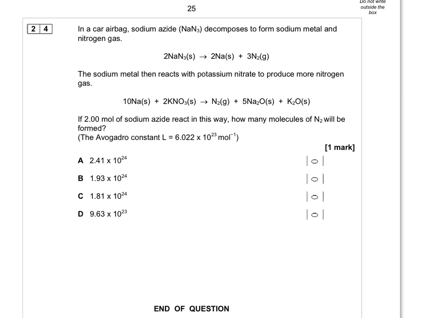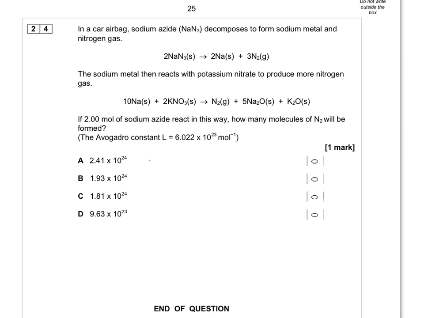In a car airbag, sodium azide, NaN3, decomposes to form sodium metal and nitrogen gas. The sodium metal then reacts with potassium nitrate to produce more nitrogen gas. If 2 moles of sodium azide react in this way, how many moles of N2 will be formed?